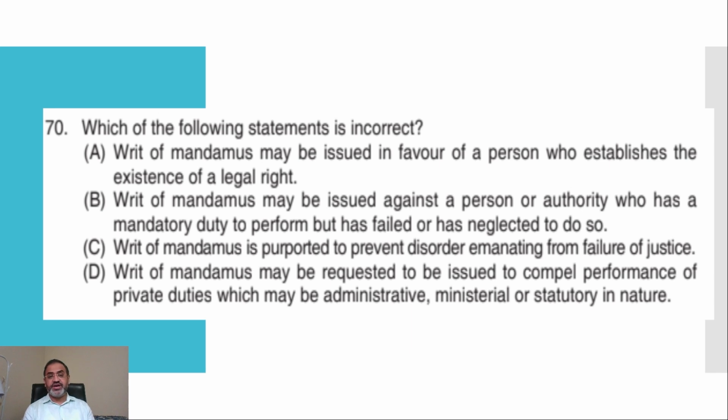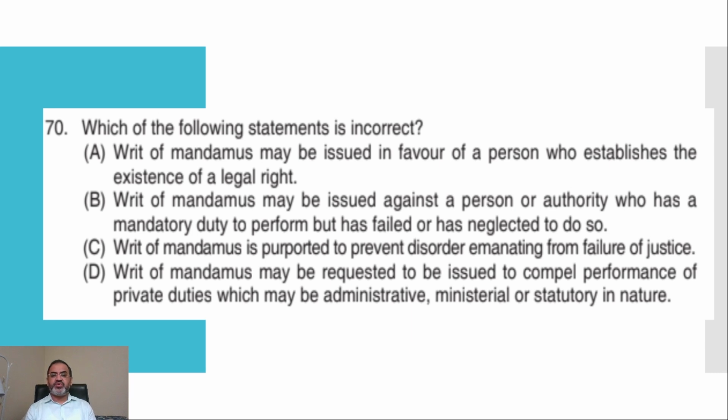Now this appears to be right, but we must rule out all the other options because the best option is the right answer. So now come to clause B. Writ of mandamus may be issued against a person or authority who has a mandatory duty to perform but has failed or has neglected to do so. Now this also appears to be right. Writ of mandamus is purported to prevent disorder emanating from failure of justice. Now this was nowhere mentioned in the passage.